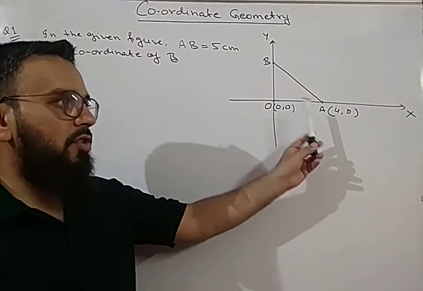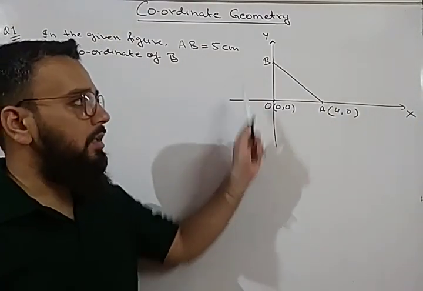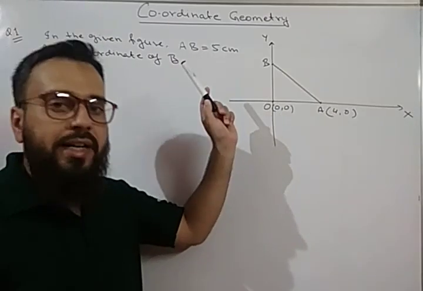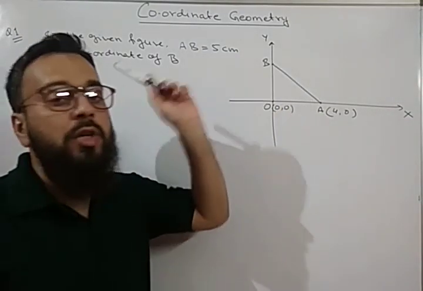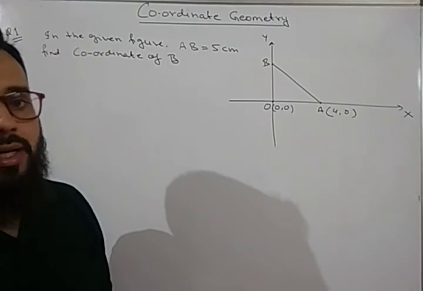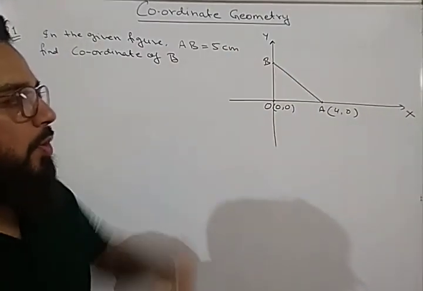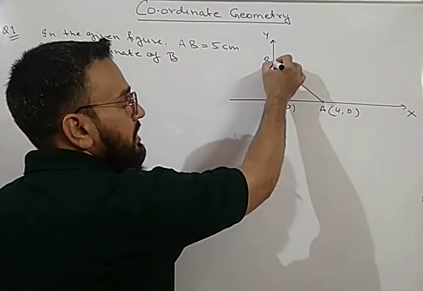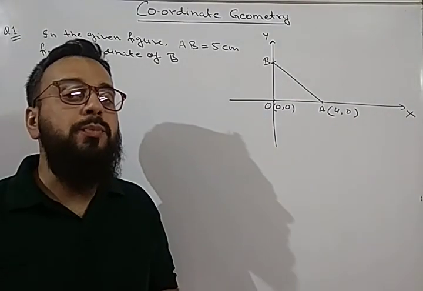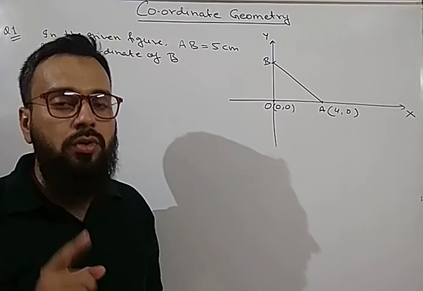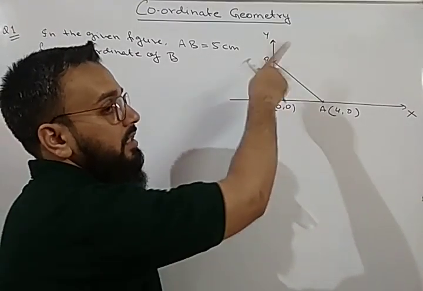We are given the coordinate of point A and the coordinate of the origin, and we have to find the coordinate of point B. And we are given the length of this side AB of the triangle. So we have to find the coordinate of this point. As we know, this point B is lying on the y-axis. And what are the points on the y-axis? We know on the y-axis x is equal to 0.